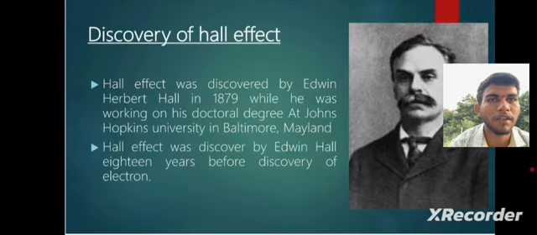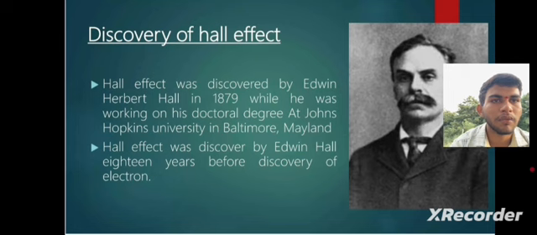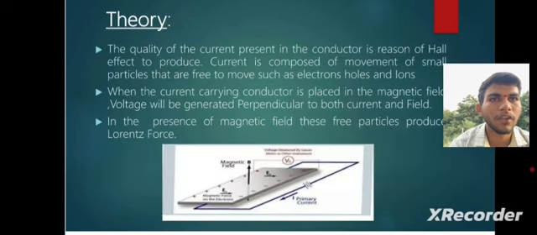Discovery of the Hall effect. The Hall effect was discovered by Edwin Hall in 1879 while he was working on his degree at Johns Hopkins University. The Hall effect was discovered about 10 years before the discovery of the electron. The quantity of the current present in the conductor is the reason for the effect.